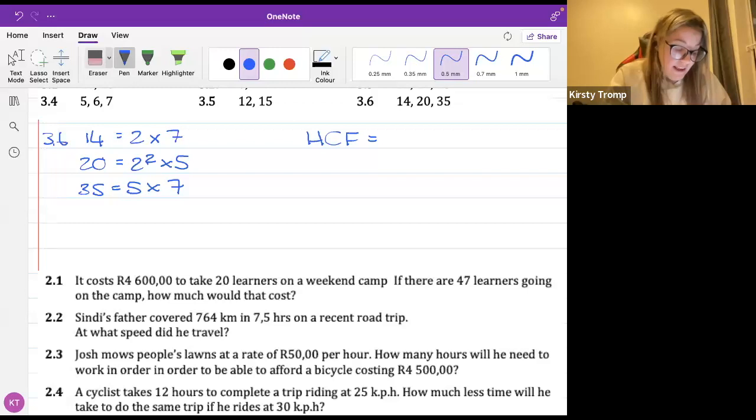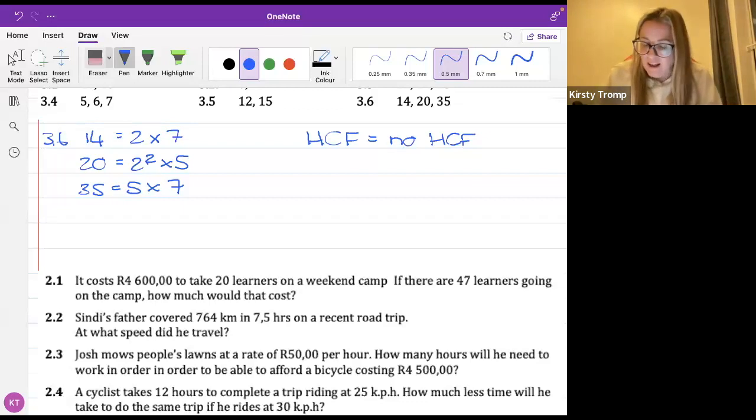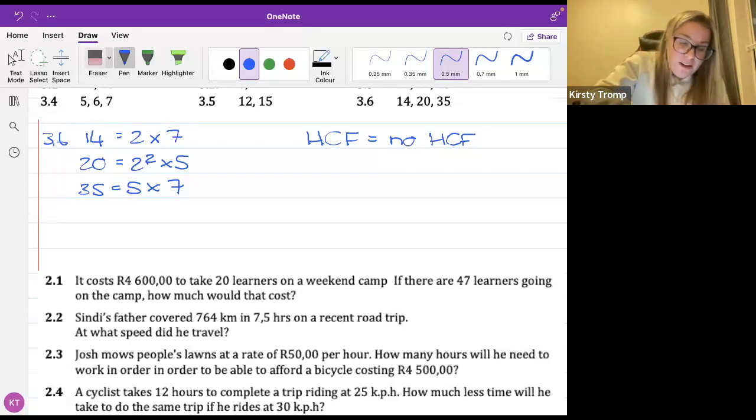Good. Then I see a 7. Do I see a 7 in the next one? No. Okay. So actually, is there an HCF for these 3 numbers? Is there a highest common factor for these 3 numbers? No. Good. Well done. There's no HCF. Well done. Okay, good, because the numbers don't all go into each other. Well done, Slindile. So now let's do the LCM.